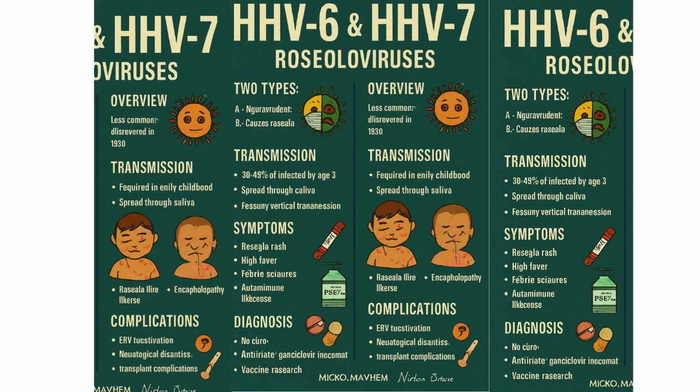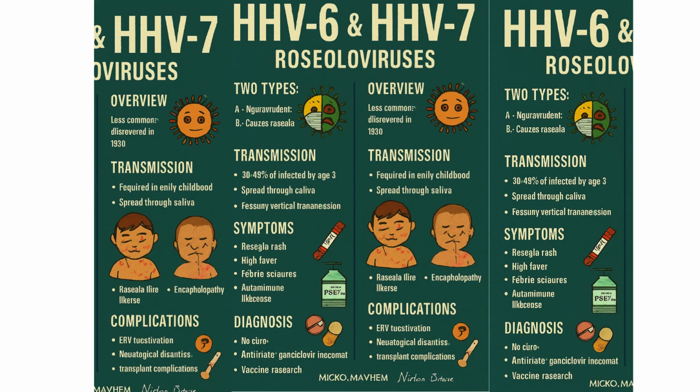Latency and reactivation: the virus latent in mononuclear cells and brain tissue can reactivate in immunocompromised patients, causing encephalitis, pneumonitis, and bone marrow suppression. Diagnosis is by PCR testing for viral DNA, serology for IgM and IgG, and specialized testing for HHV6A in infertility cases. Treatment: there is no cure, but antivirals like ganciclovir could help, and vaccine research, especially for HHV6B, is underway.